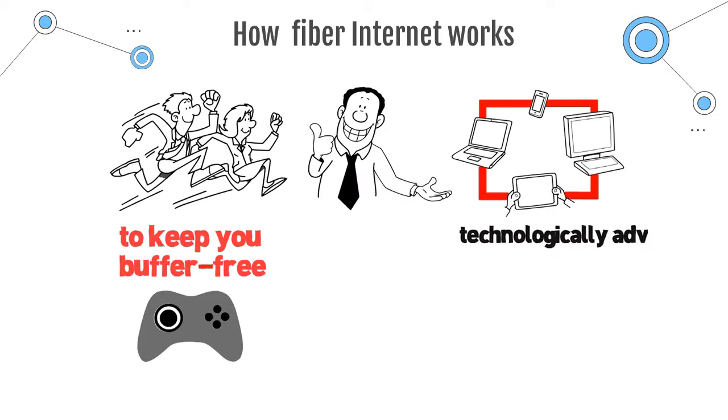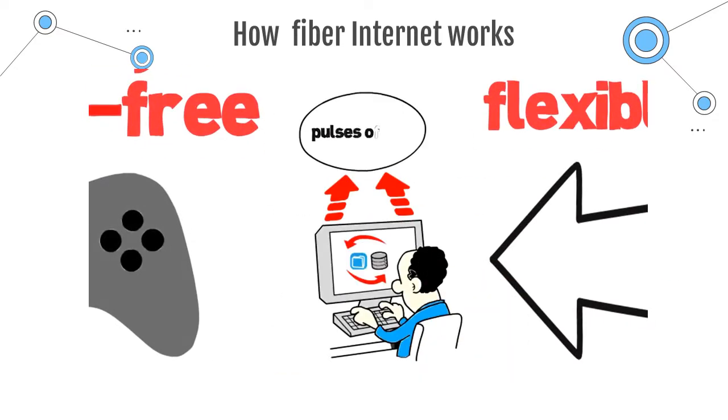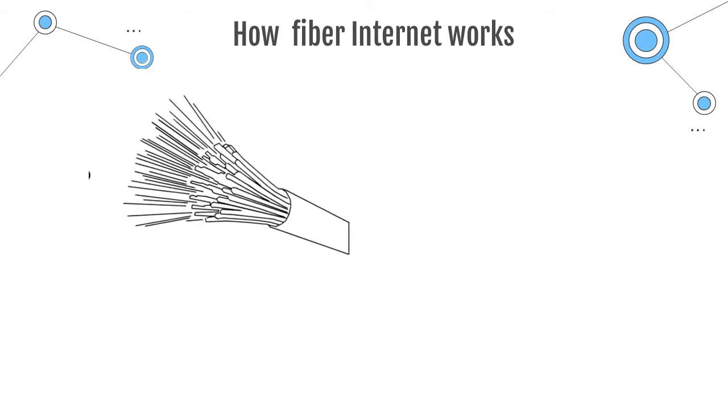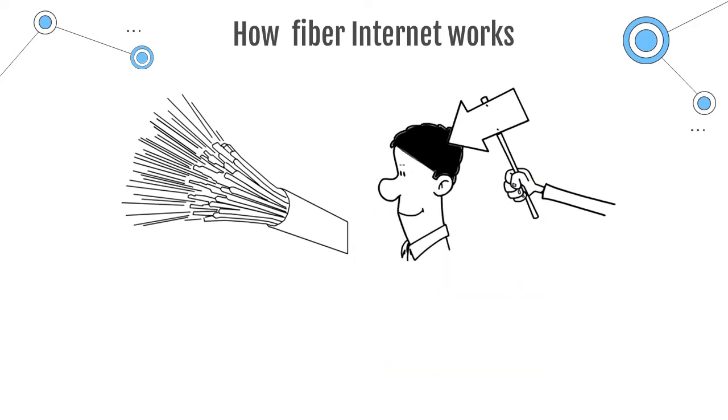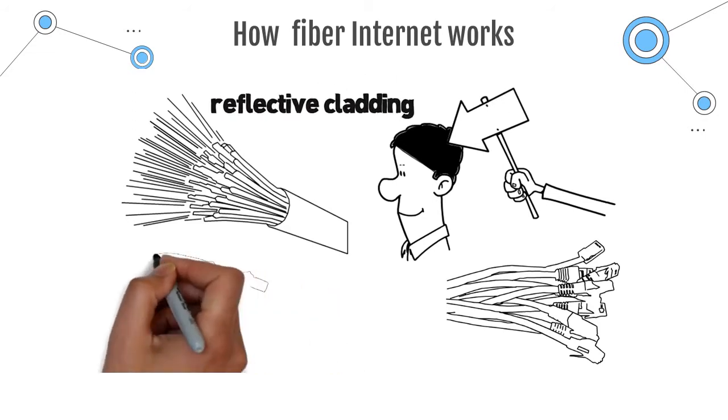It's all thanks to a technologically advanced system of flexible glass fibers that send data through pulses of light. It sounds space-age because it kind of is. Pure glass fibers as thin as human hair make up the core of a fiber optic line. Bundles of these fibers are bound together inside a reflective cladding.